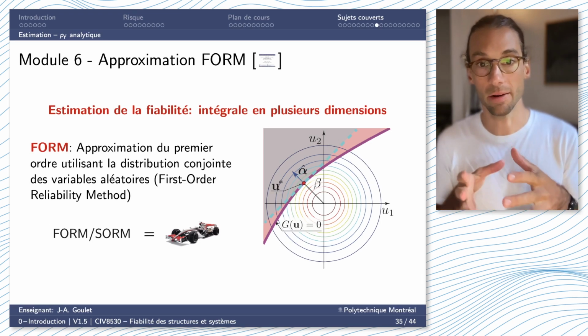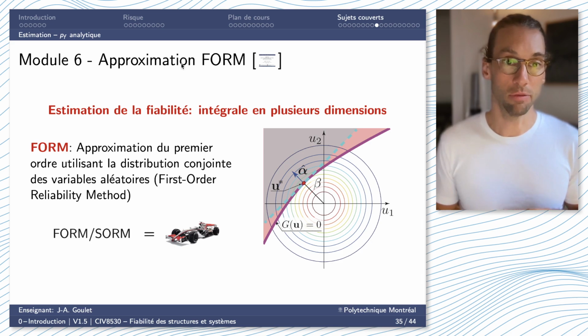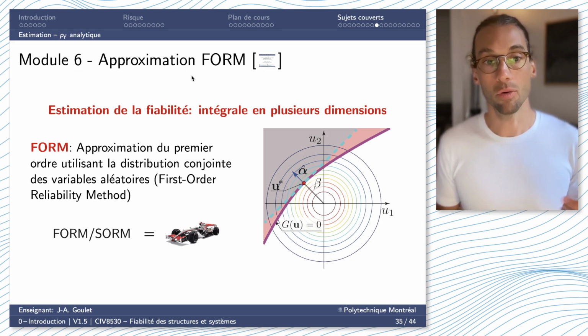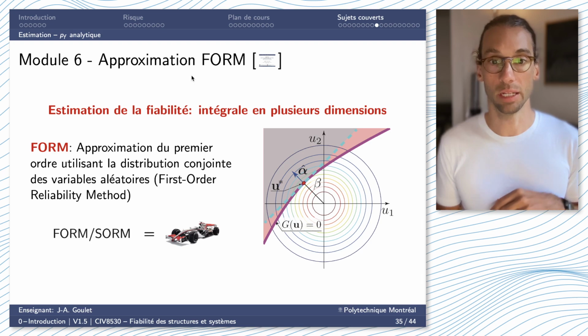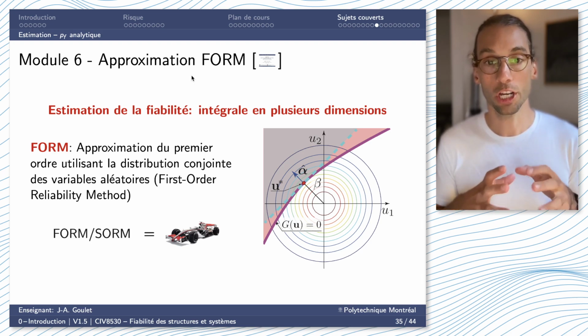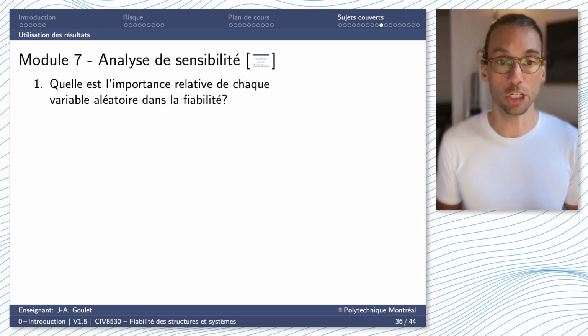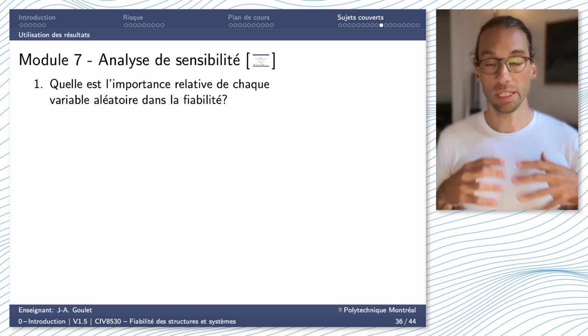So something that is better, that is more recent, is going to be FORM. FORM is called first order reliability method. And now, contrary to what we have with FOSM, we're going to consider explicitly our knowledge about the probability density for each quantity involved. Module 7, we're going to see our first tool.